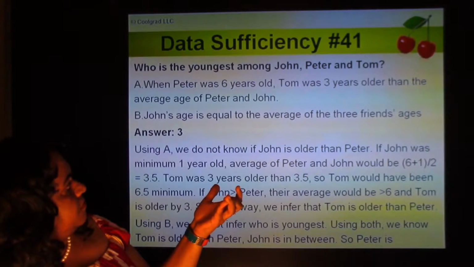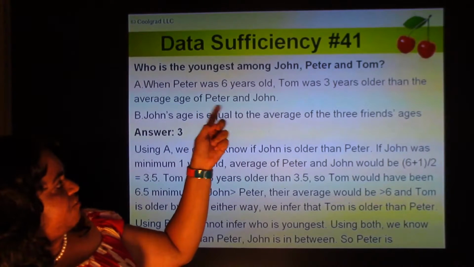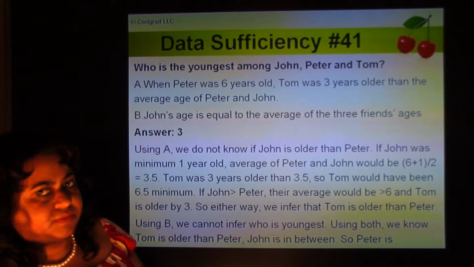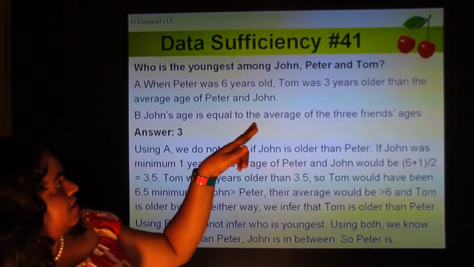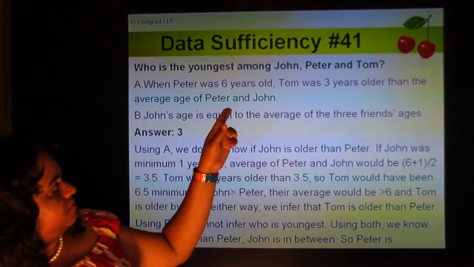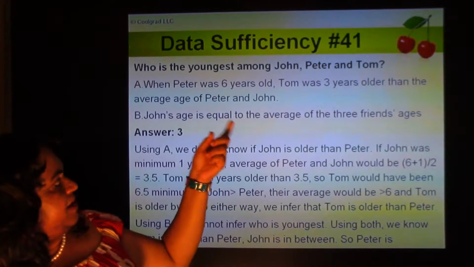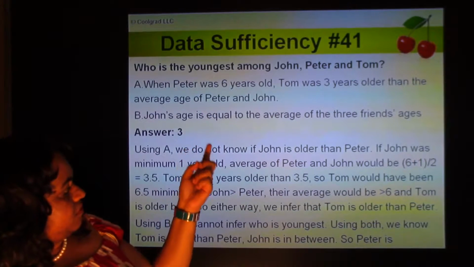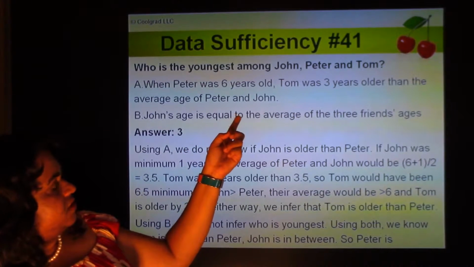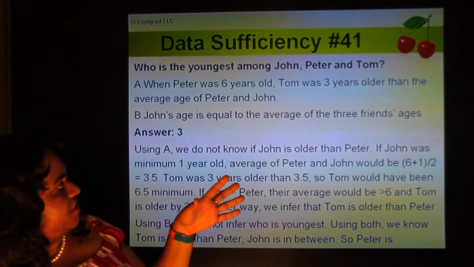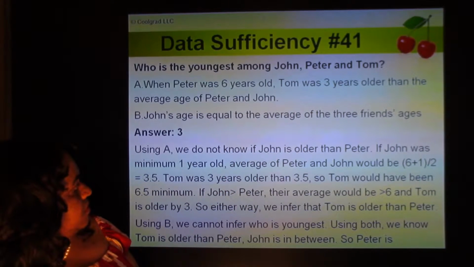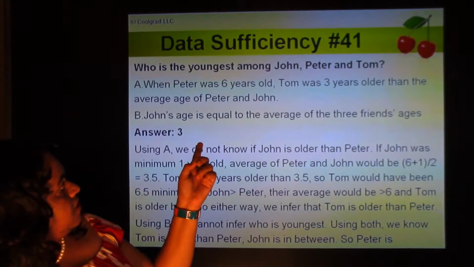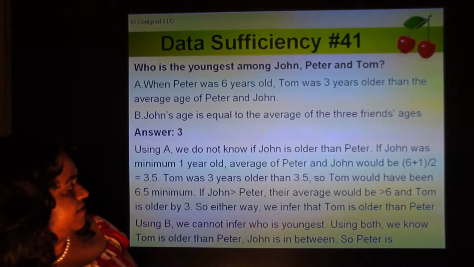and when you're calculating the average age of Peter and John, substitute John's age as the average of the three friends' ages, and then you take the average of that. When you find that particular value, it will be in terms of Peter's age, and using that you can say Tom is still older than Peter, and using that particular equation we can determine that Peter will be the youngest.